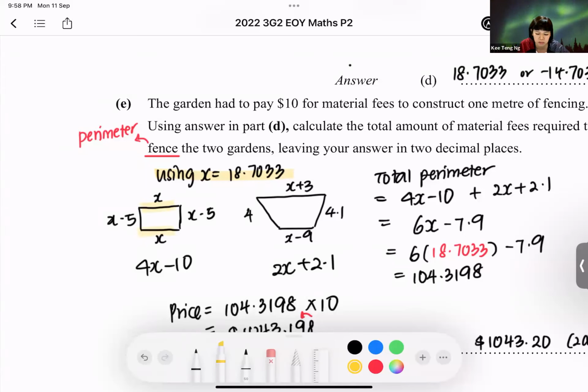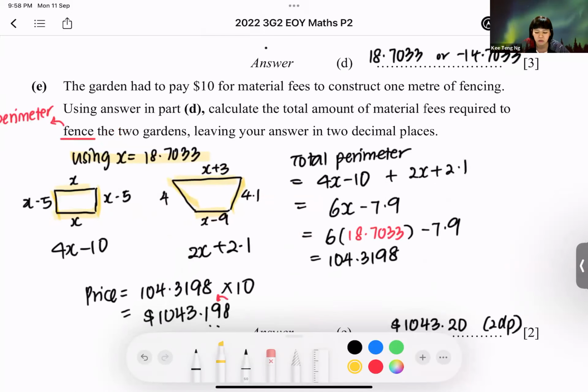So this one is x plus x minus 5 plus x minus 5 plus x, so I get 4x minus 10. Then the other one, x plus 3, x minus 9, that will be 2x minus 6, then plus 4 plus 4.1. So you get 2x plus 2.1. So the total perimeter will be this, right? But I'm going to replace my x by the value 18.7033, and then I find my total distance to be this one. Is it correct? Just let me double check. Yes, correct. All right. So I get this as my answer.